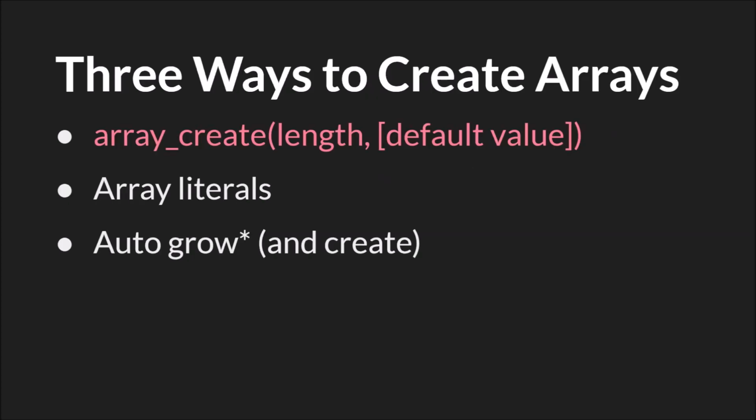So how do you create arrays? Well, there are essentially three different ways, although I would really recommend sticking to the first two. The first way is with the built-in GameMaker function ArrayCreate. This requires you to define the length and gives you the option of specifying a default value. If you specify a default value, every value in the array will be set to that. If you don't, it'll be set to 0. The other option is array literals. The third option is using the way that GameMaker Studio 2 automatically grows arrays. But we're going to set that aside for a moment and come back to it later on in this tutorial.